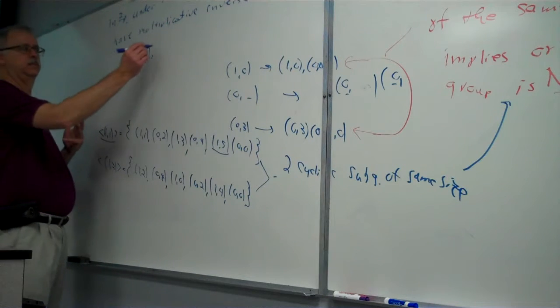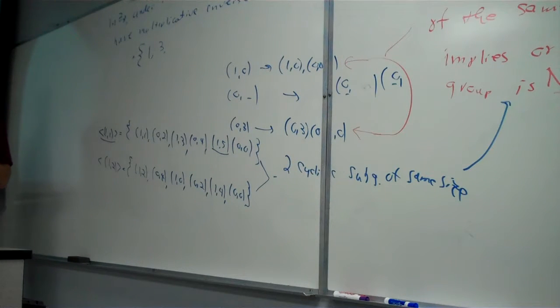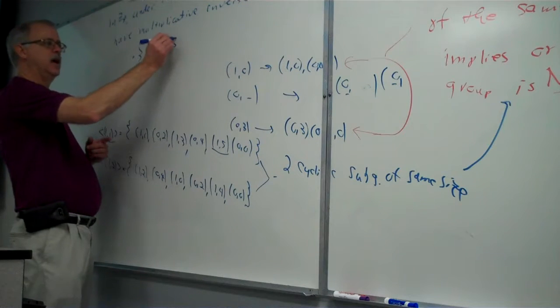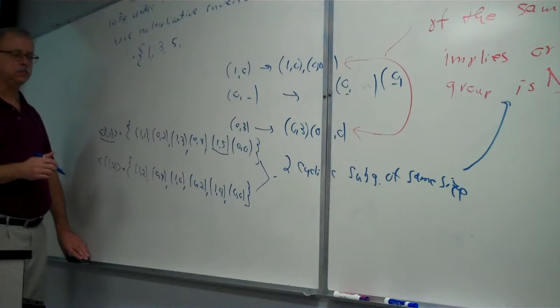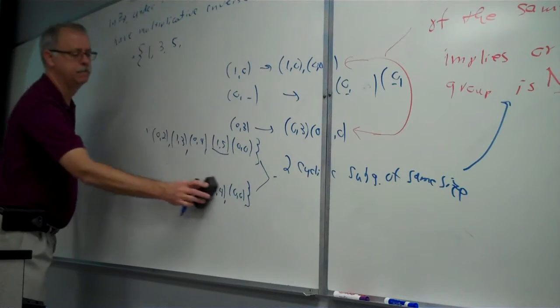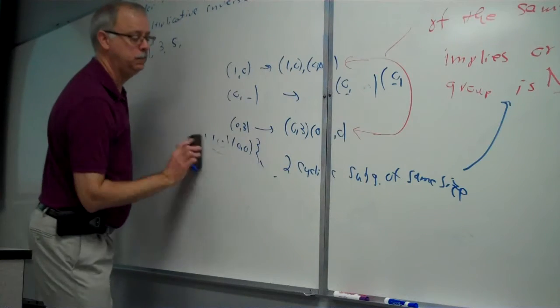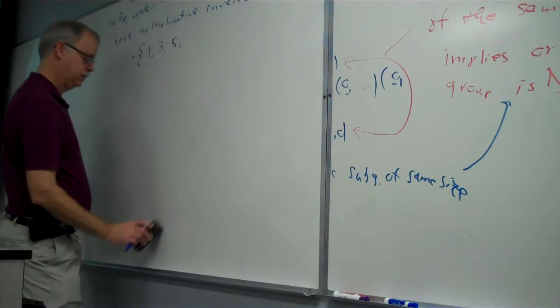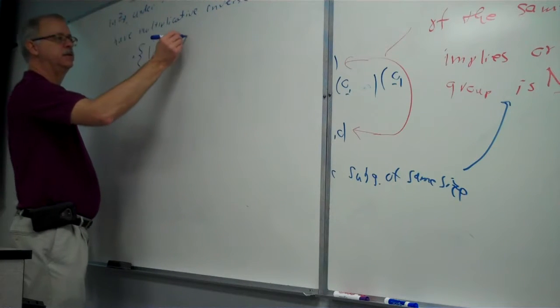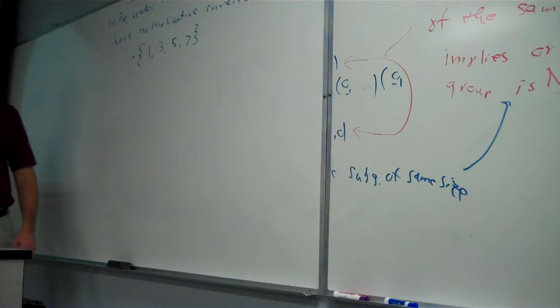Three does. 3 times 3 is 1. Can we think of another one? 5. Okay. 5 times what? Itself. 5 times itself. There's one more. 7. 7 times itself.